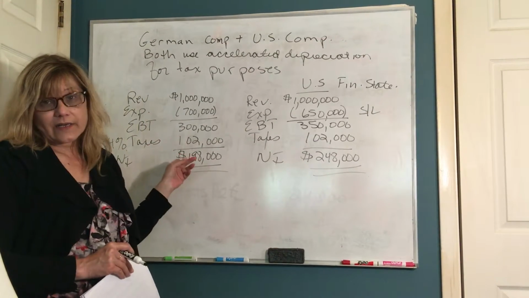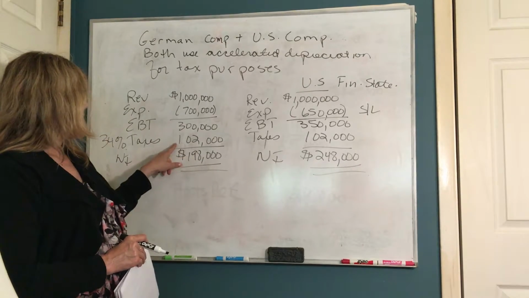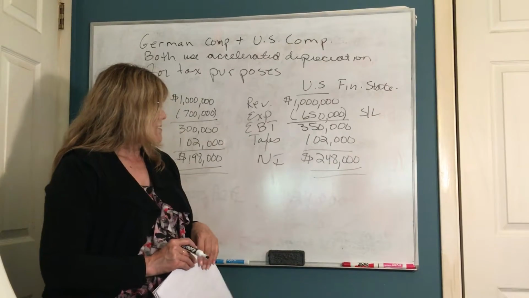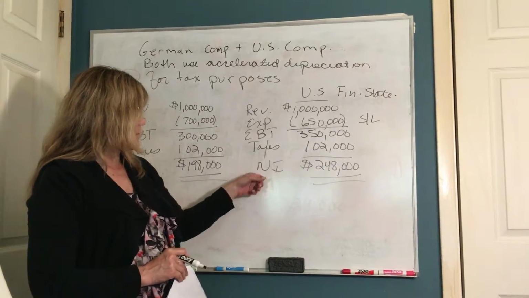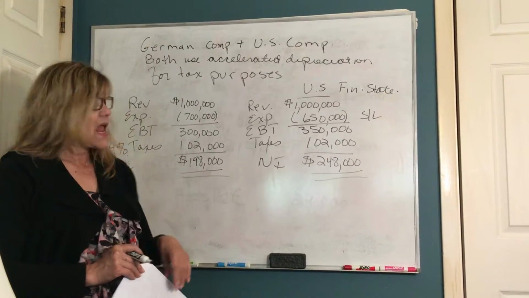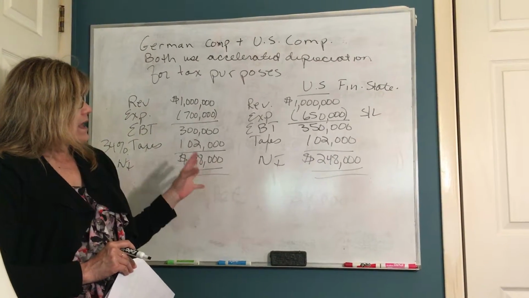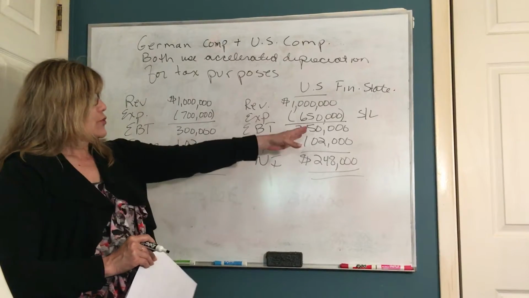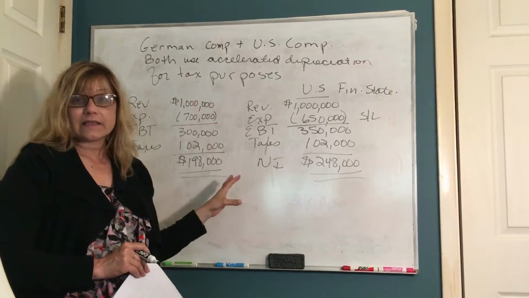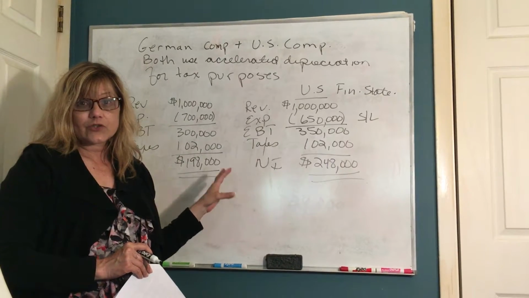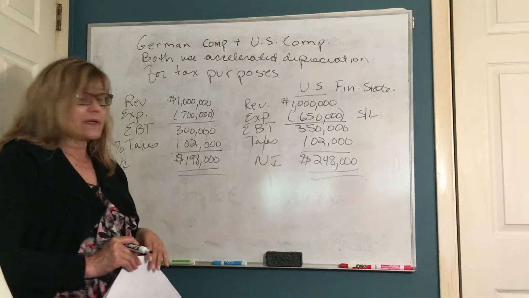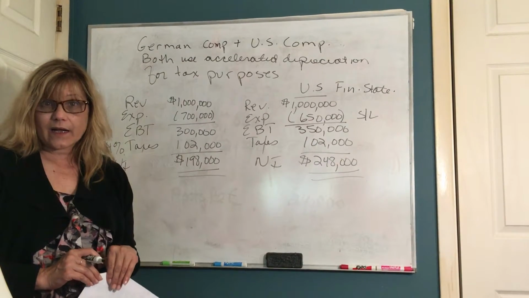We already calculated our taxes on our income tax return. That was $102,000. So if we subtract those taxes from our earnings before taxes, we end up with net income of $248,000. If you were reviewing an annual report for this U.S. company and this German company who had exactly the same information during the year, you would naturally think the U.S. company did better because they have higher net income.